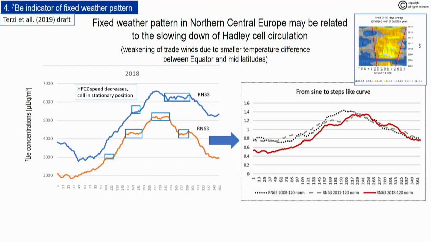Now, a consequence of this weakening of the trade winds is that we have these stuck weather patterns, and you see it here, and that's Germany, and that's Sweden. So that's in agreement also with what Michael Kunz said, for instance, regarding static weather patterns observed by the meteorologists. And you see these plateau features, yeah? And here you see how it goes from a sine curve, where you have a smooth transition of the conversion zone over the station, to these plateau features, where it looks almost like the cell is stuck, yeah?